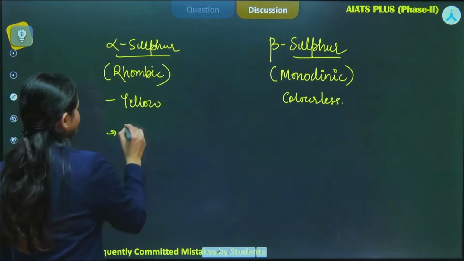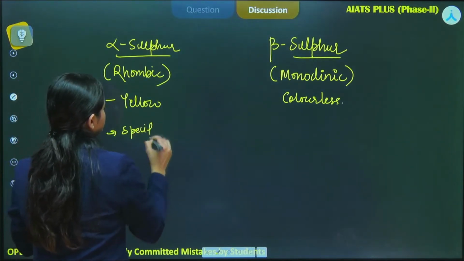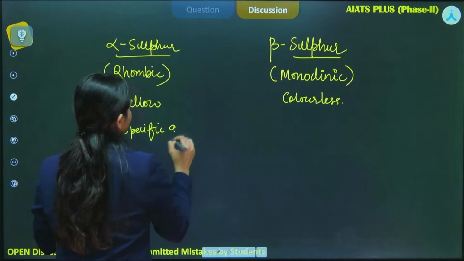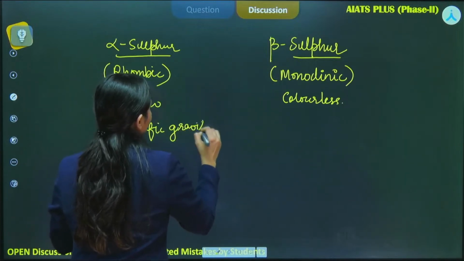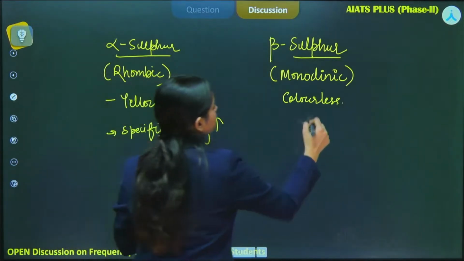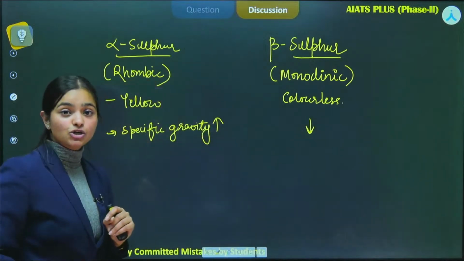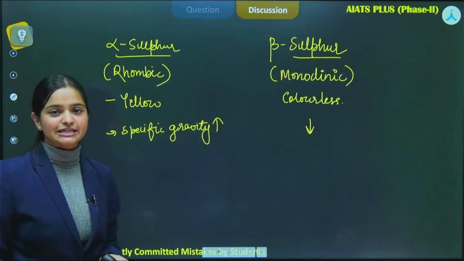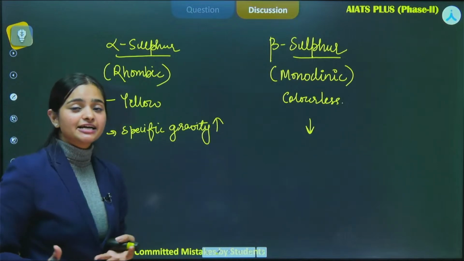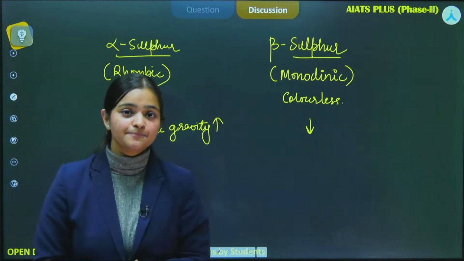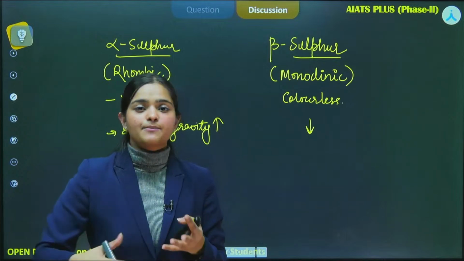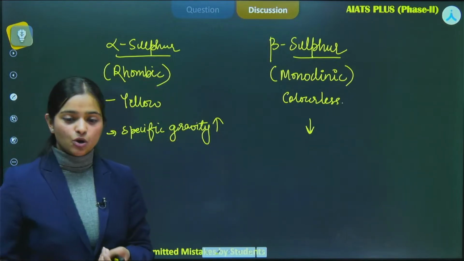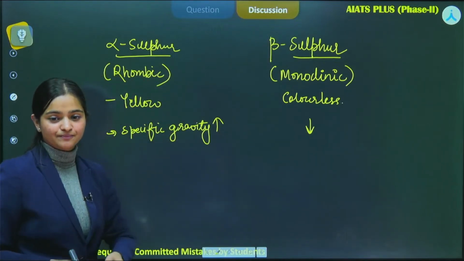So specific gravity is higher, and in case of beta sulfur it is lower. What is specific gravity? It is basically a study which we do for the density of a substance in comparison to the density of water. So that is specific gravity.